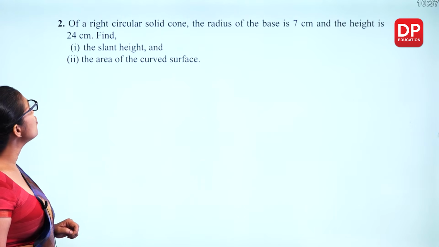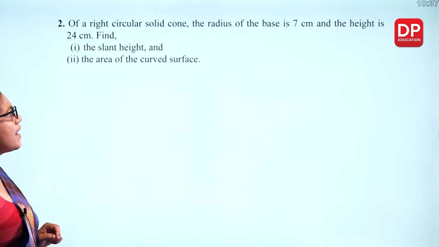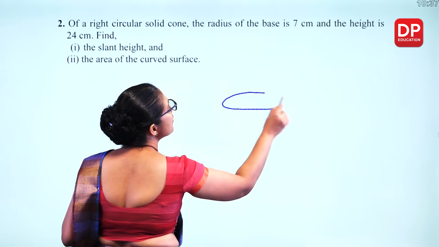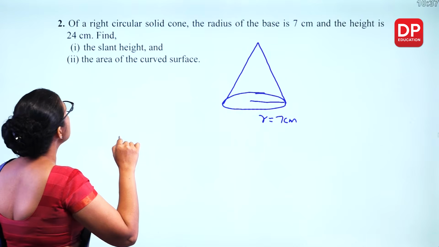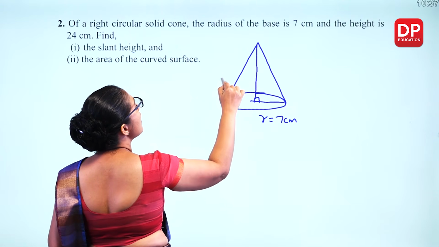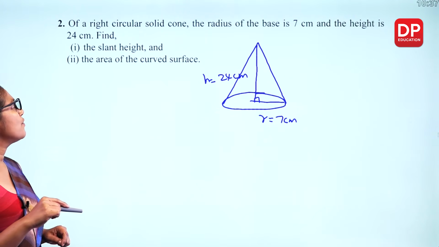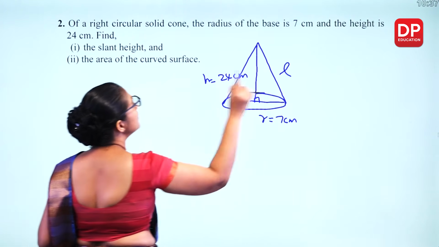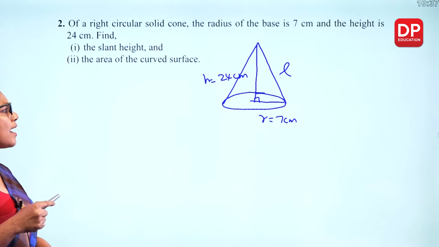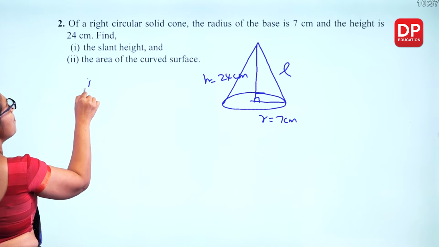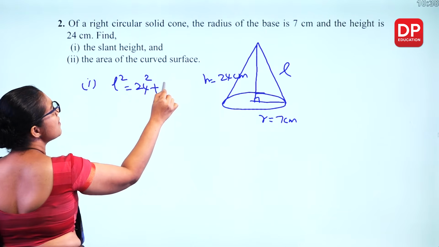When you take question number 2, it's given of a right circular solid cone, the radius of the base is 7. So try to draw that. Base radius is 7. And the height is 24. This perpendicular height is given, that's h. And you are asked to find out the slant height, L. And the other part is the area of the curved surface. Curved surface is pi r L. So first we'll use Pythagoras theorem. L squared is equal to 24 squared plus 7 squared.